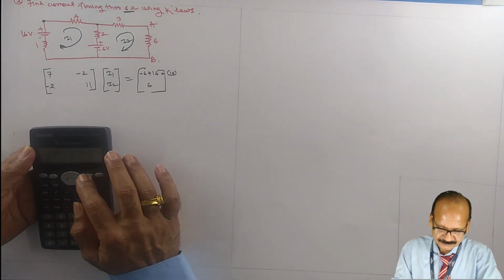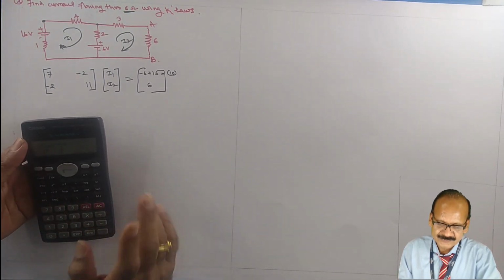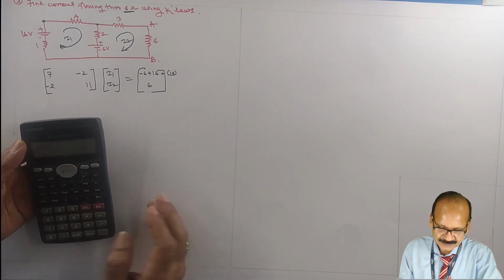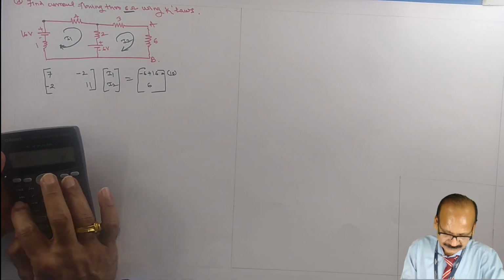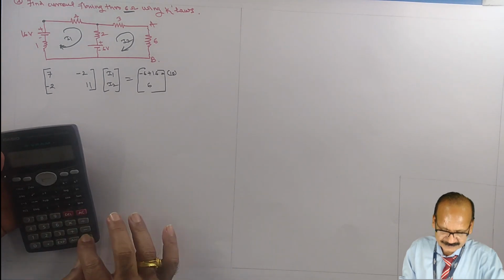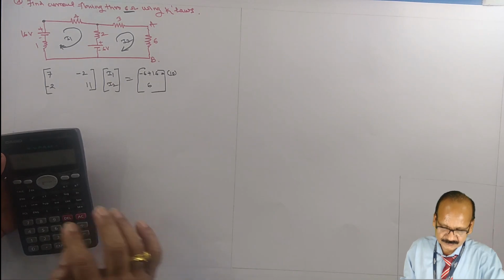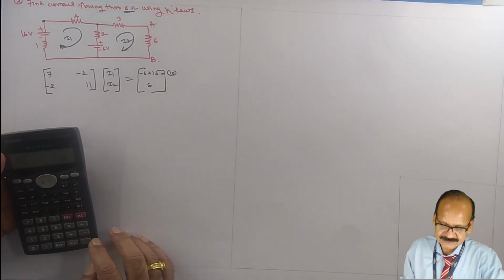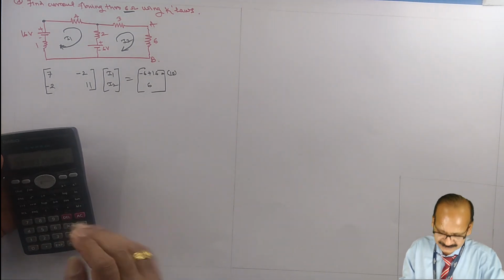Go to mode, press it. Now for equation there is 1, so I have pressed 1. How many unknowns are here? 2 unknowns, so press 2. So A1 is 7, B1 is minus 2, C1 is 10, A2 is minus 2, B2 is 11, C2 is 6, equal to, that is 1.671, and equal to 0.849. So let us check it once again.